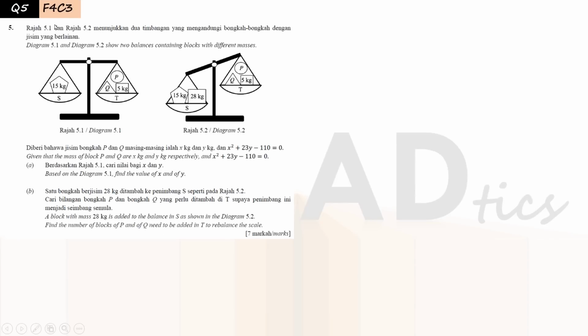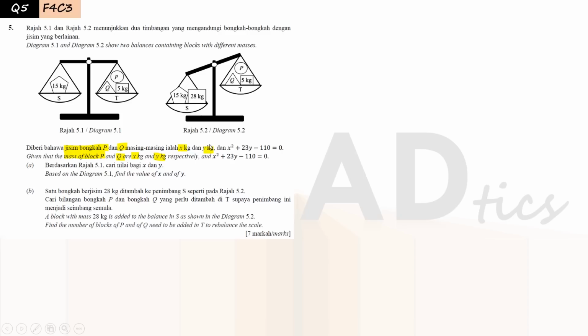Question 5 focuses on systems of linear equations, and in part A we need to find the values of x and y. So let's identify what the values of x and y are first. The value of x is the mass of block P, and y is the mass of block Q. To find two unknowns we need two equations.